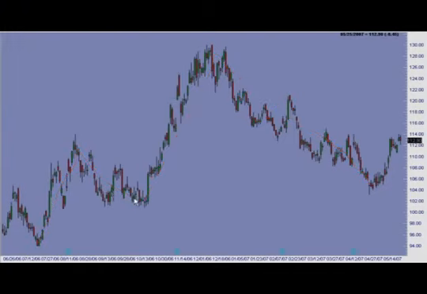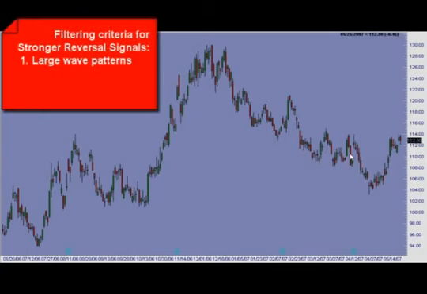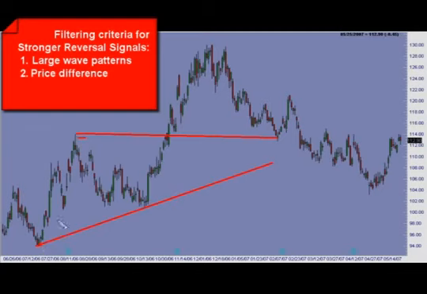Aside from the wave pattern, there are some additional criteria that we can use to filter out the strongest of reversals and avoid the weak ones. As mentioned earlier, one factor is simply the price difference. If we're determining a reversal off of these points, then obviously the price difference between this low and this high is fairly substantial, and therefore it would play a role in determining that would result in a strong reversal.